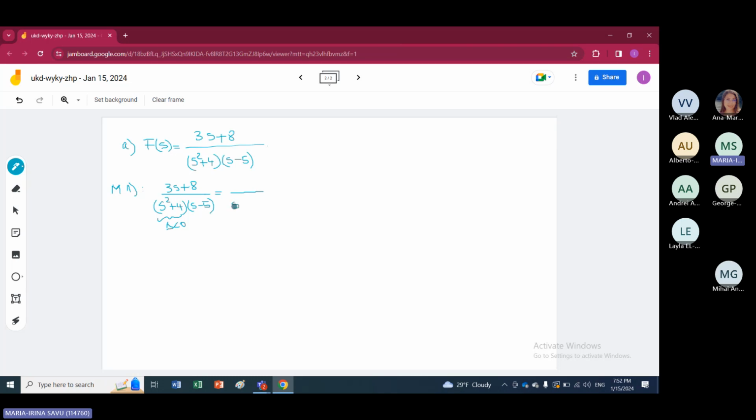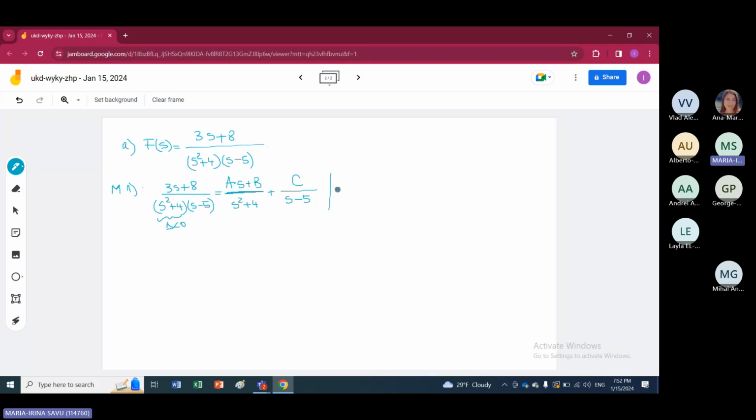So the sum looks in this way: s squared plus 4, and here s minus 5. What we should have here, a numerator of what degree? Polynomial of first degree. Yes, indeed. So we must have a times s plus b, and here a constant. Okay, and we call it c.